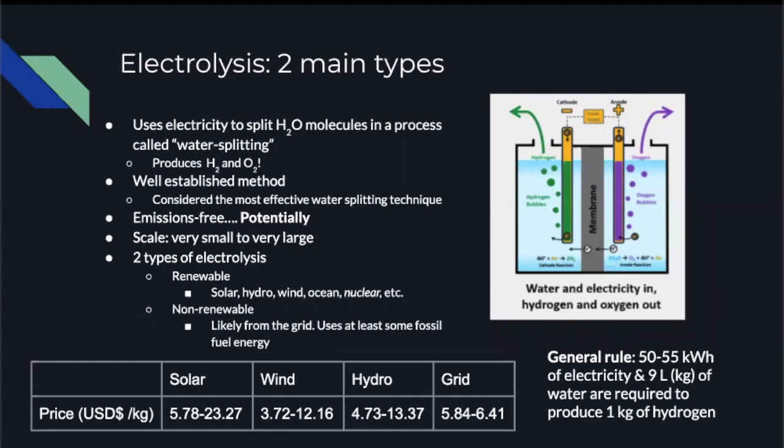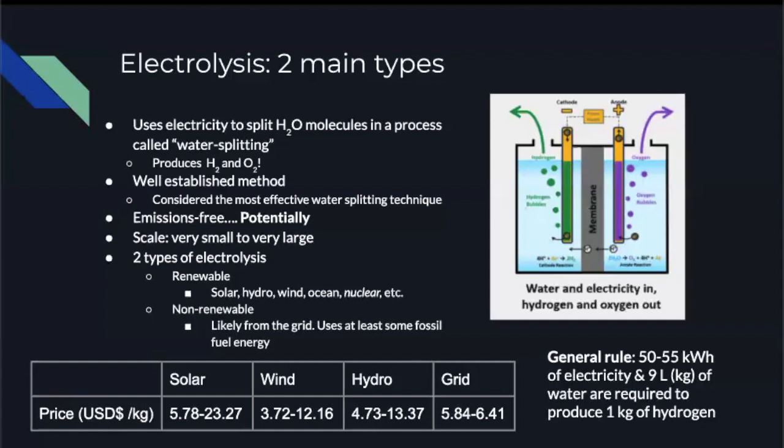The major benefit of electrolysis is the ability to produce hydrogen in small scale applications. Electrolyzers are used for electrolysis and can be fairly compact and modular, allowing for significant variance in the scale of potential applications. I would say that there are two types of electrolysis, renewable and non-renewable. Renewable electrolysis would use electricity solely from a renewable technology, such as solar, hydro, wind, or ocean power.